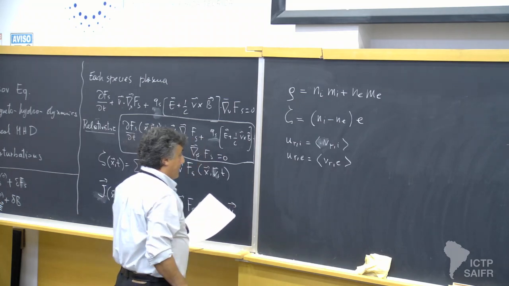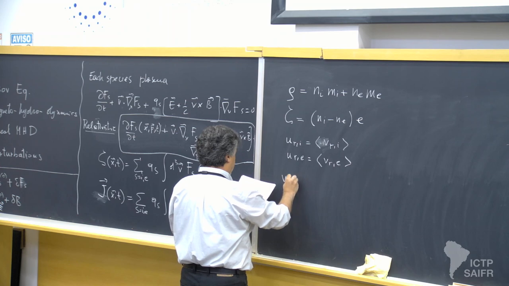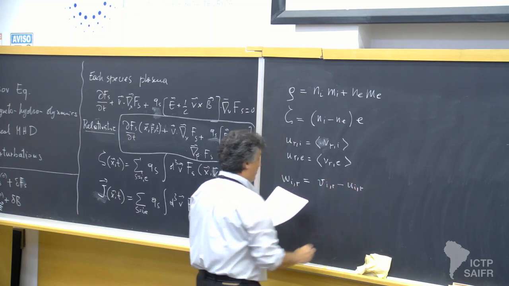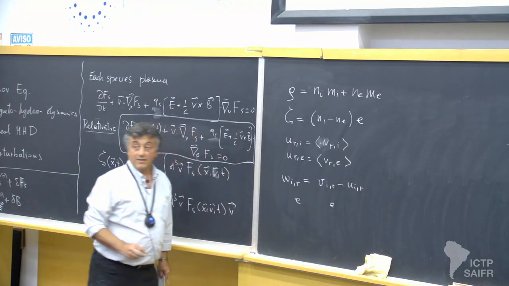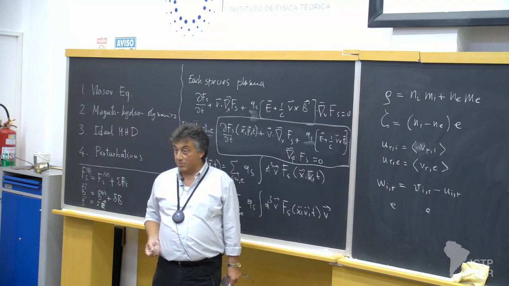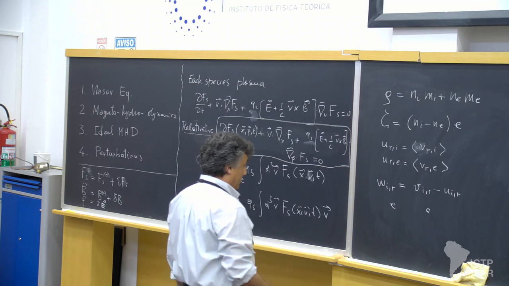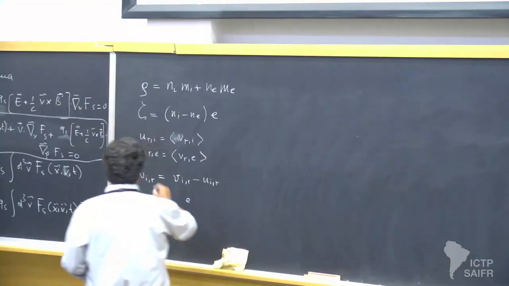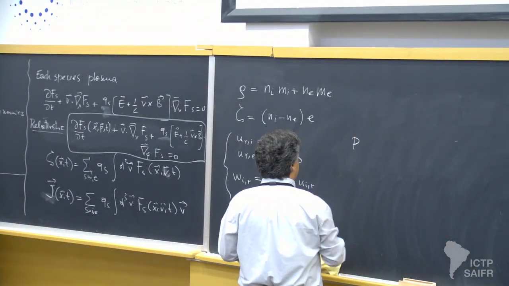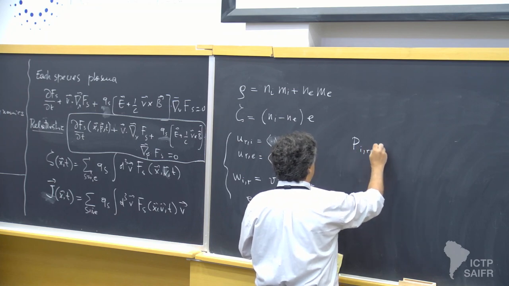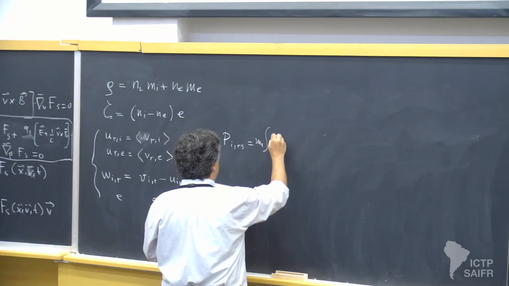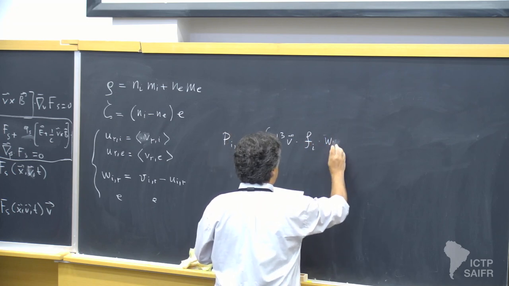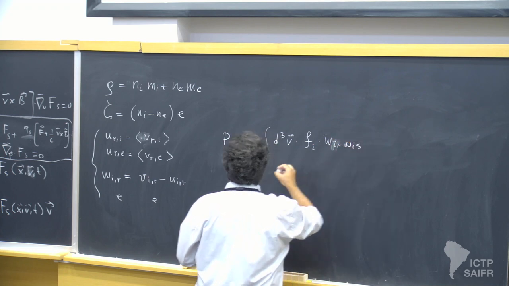No? And then, very important, I can define fluctuations on top of them. So for instance, for the ions, I can define this as VIR minus UIR. Why do I do that? And the same thing for the electrons. Well, because the fluctuations are the ones that are going to correspond to the temperature of the plasma, or if you wish, the ones that would correspond to the pressures. So once I introduce these quantities, I can also define the pressures. And again, the pressure tensors are easy to define because it's, for the ions, for instance, mi times the integral in d3v times the distribution function of the ions and wir, wis. And the same thing for the electrons.